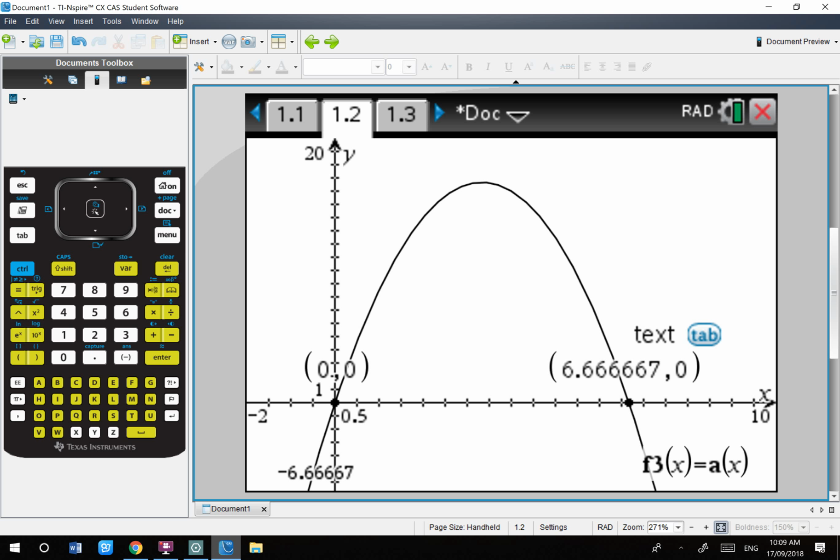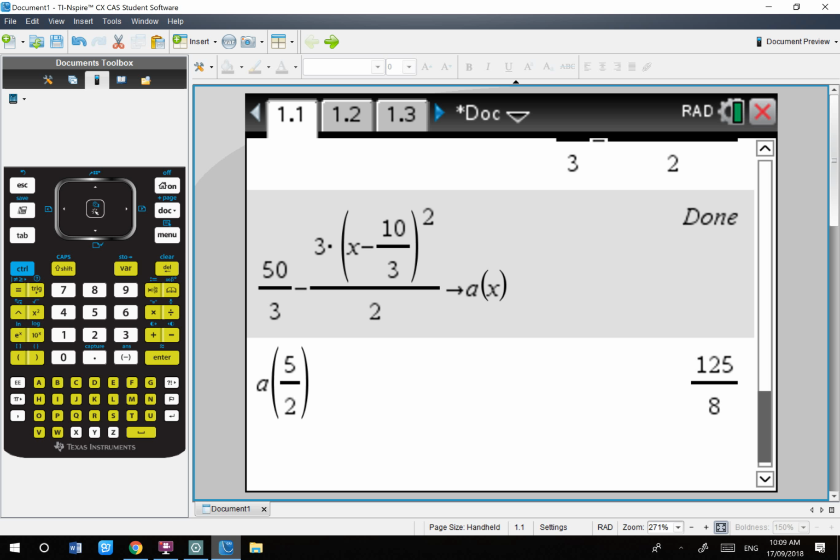What I will do is I will solve this point in the calculator page. Okay, in the calculator page. I will go back to the calculator page.